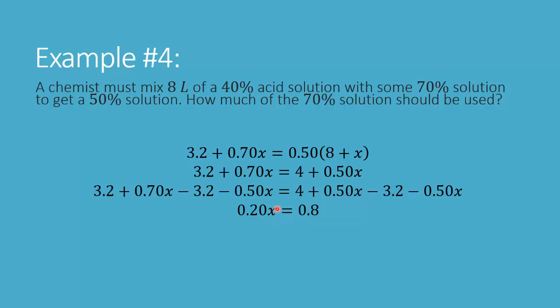Our final step is, of course, that we want x all by itself, just one x. So we need to divide both sides by 0.2. We get 0.8 divided by 0.2, which gives us 4. So x is 4 liters. In this case, x is our final solution. We need 4 liters of the 70% solution to get a full 50% solution.